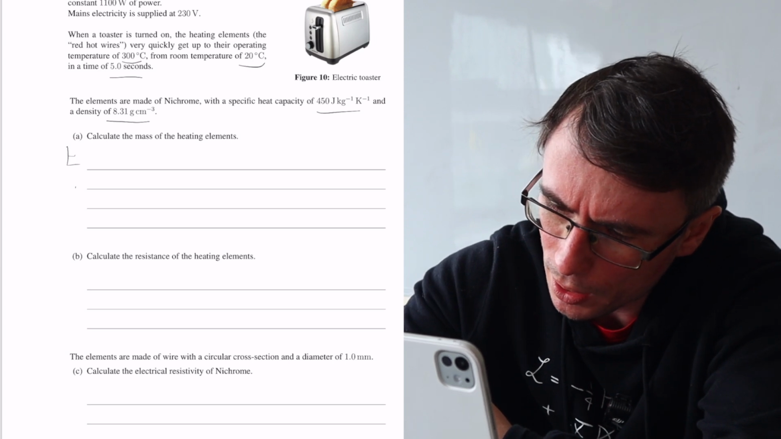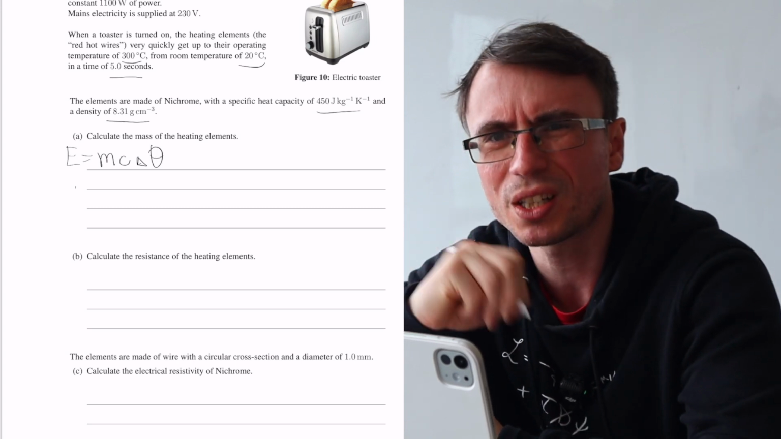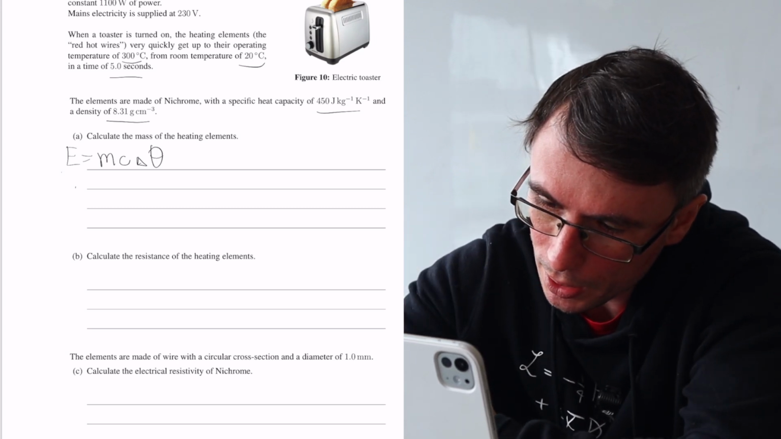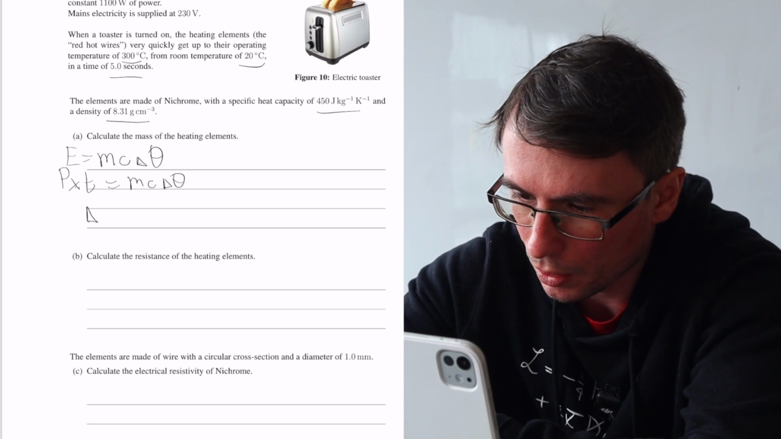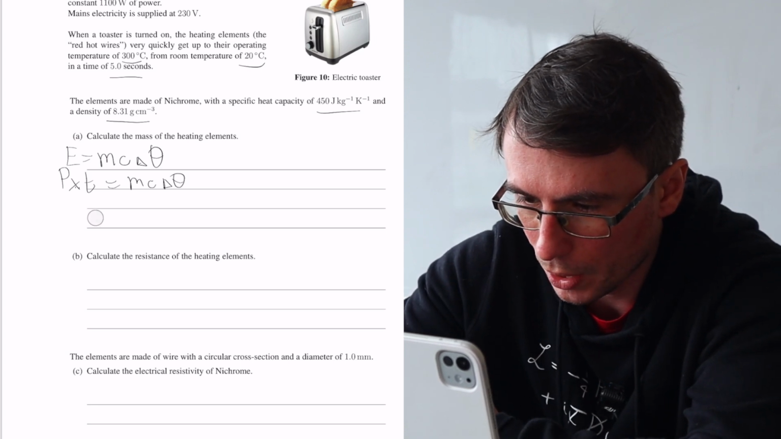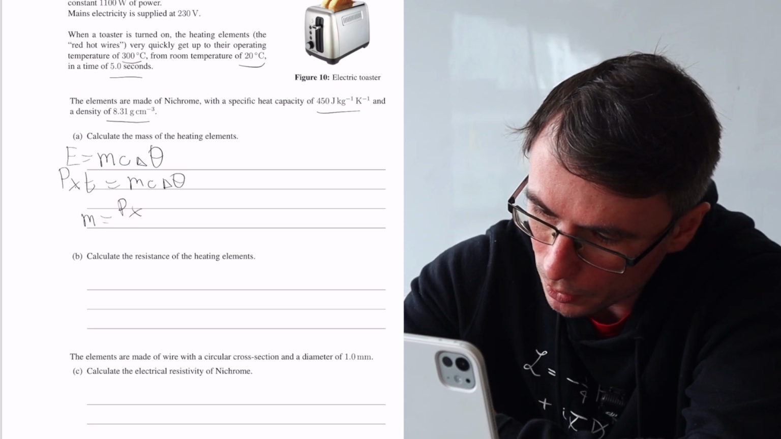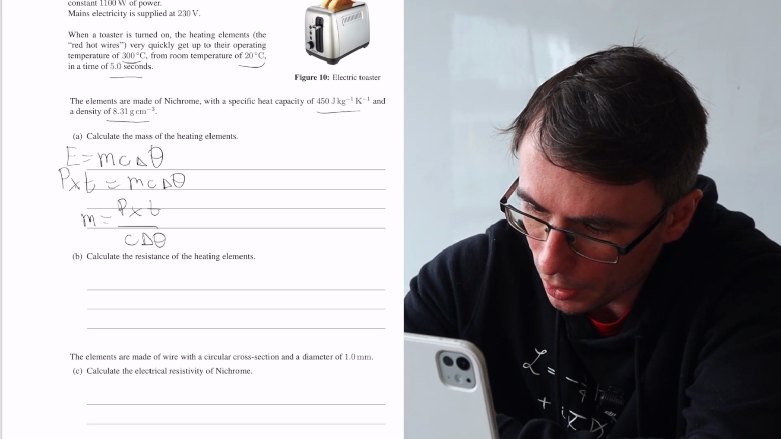We can just use that E is equal to mc times the change in temperature, typically given as delta theta at A-level. Now, energy is power multiplied by time, which is equal to mc delta theta, meaning that, oh wait, we're looking for the mass, aren't we? So the mass is going to be power times time divided by c delta theta.